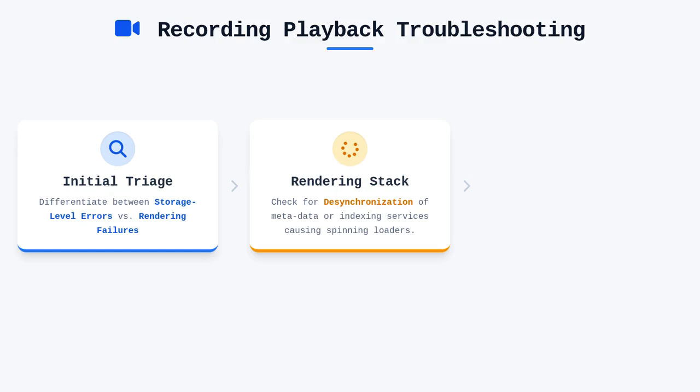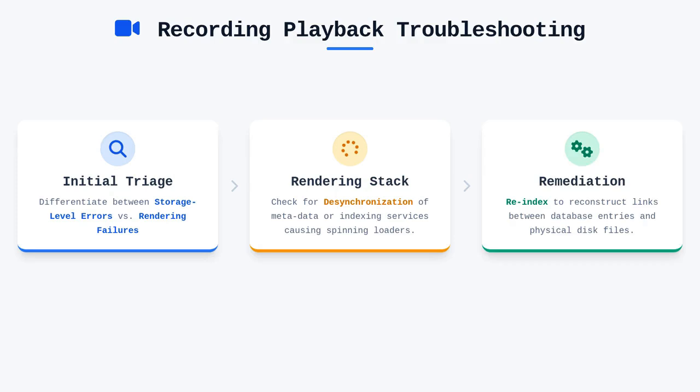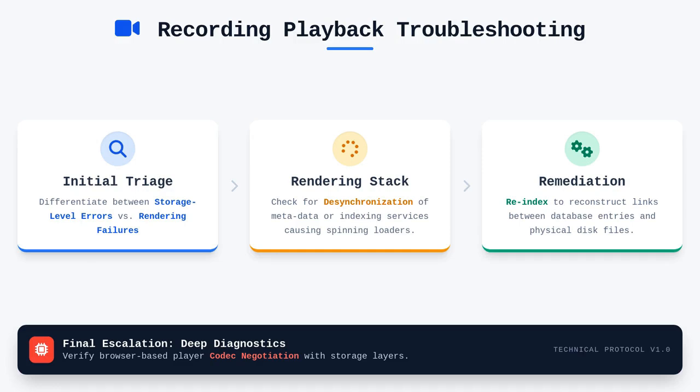In such cases, checking the indexing logs helps determine if the system successfully mapped the recording to the corresponding session ID. If re-indexing is required, the metadata service must be triggered to scan the storage archives and reconstruct the necessary links between the database entries and the physical files on disk. Following this, if the file remains inaccessible, deep diagnostics on the playback service itself are warranted to ensure that the browser-based player can negotiate the correct codec with the underlying storage layer.